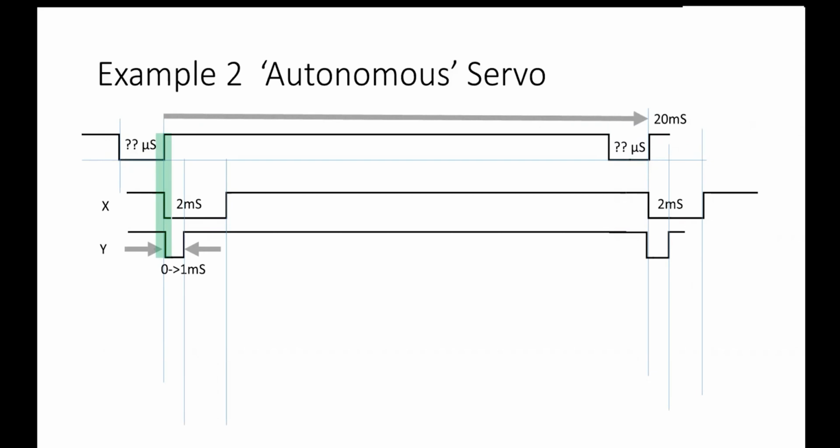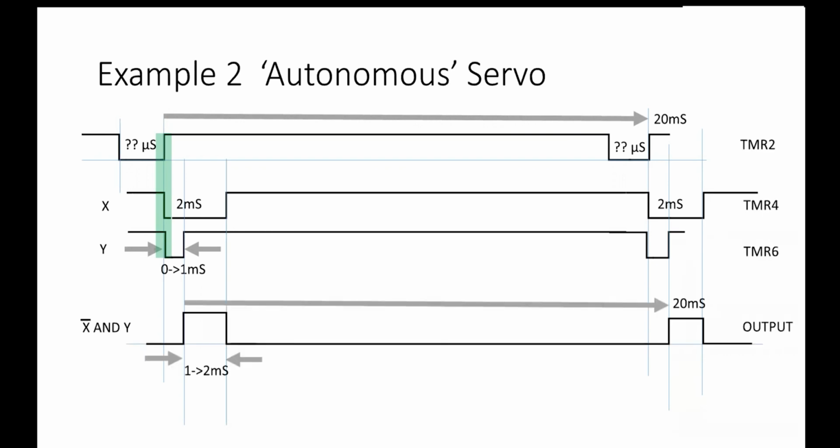The first pulse, which I'm calling X, will be 2 milliseconds long, and it'll be fixed at 2 milliseconds. The third pulse, which I'm calling Y, will be somewhere between 0 and 1 millisecond, and it'll be triggered at the same time by this 20 millisecond pulse.